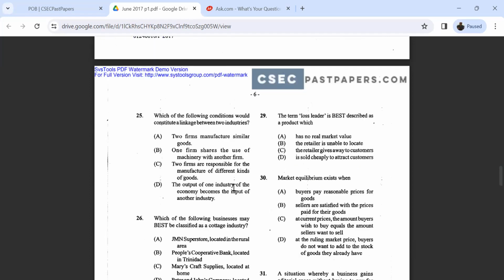Number 29, the term loss leader is best described as a product which sells cheaply to attract customers. It's D. D, correct.